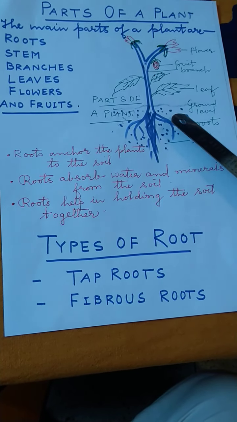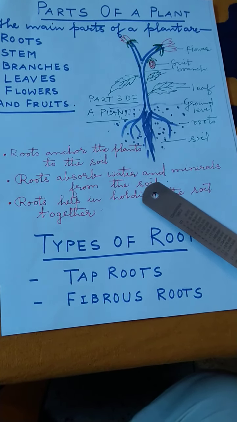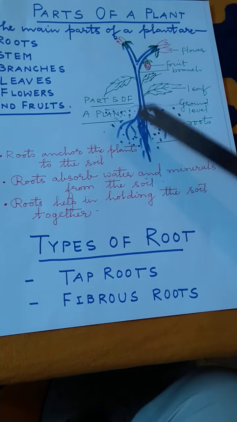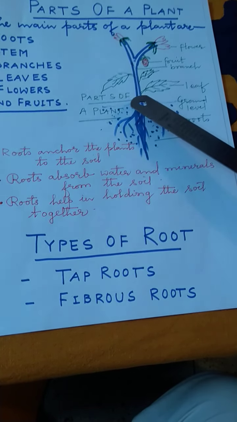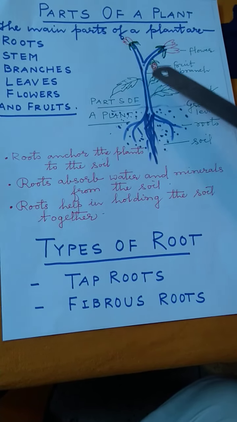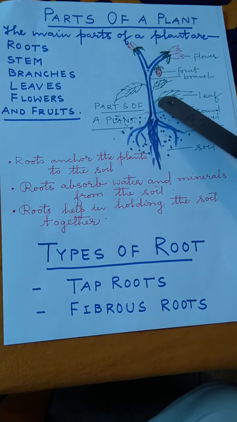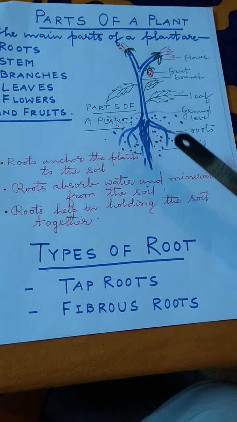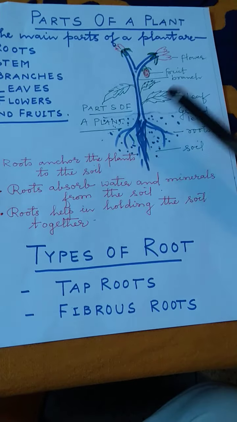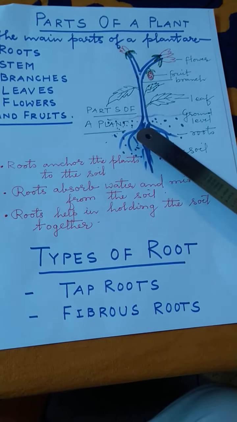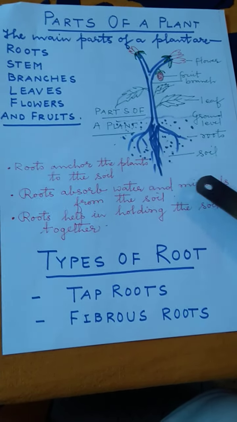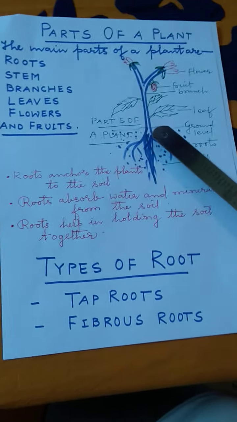Roots absorb water and minerals from the soil for the process of photosynthesis, because roots absorb water and minerals from the soil to transport them through the stem to the leaf, that is the kitchen of the cell, where the plant makes its food. So the roots help the plant to get water and minerals for the process of photosynthesis.